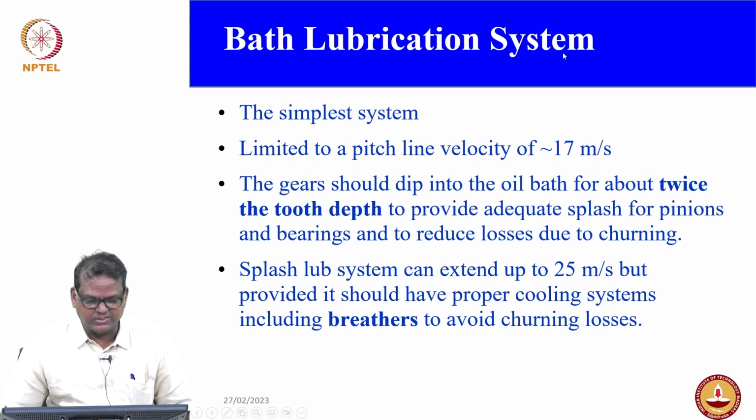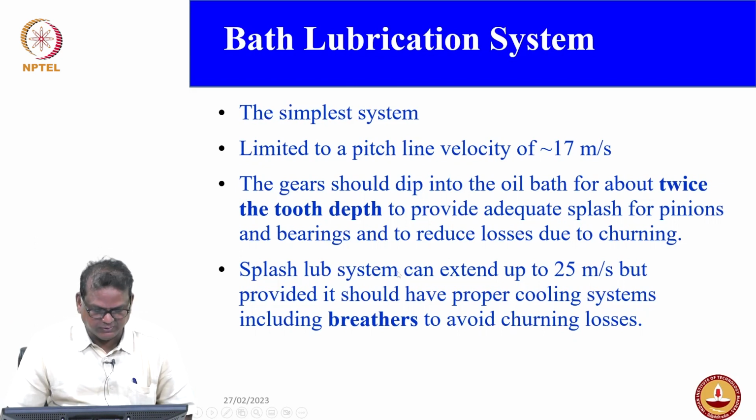So, the bath lubrication system is the simplest system, limited to pitch line velocity of approximately 17 meter per second. The gear should dip into the oil bath above twice the tooth depth to provide adequate splash for pinions and bearings and to reduce the losses due to churning. And the moment you increase the speed, the splash lubrication system can be extended up to 25 meter per second, but the gearbox should have a proper cooling system, including breathers, to avoid churning losses.